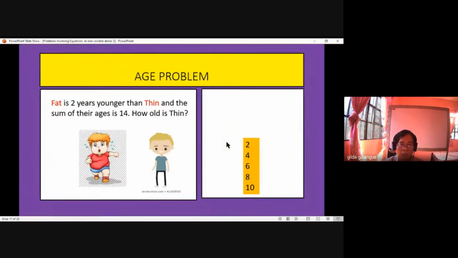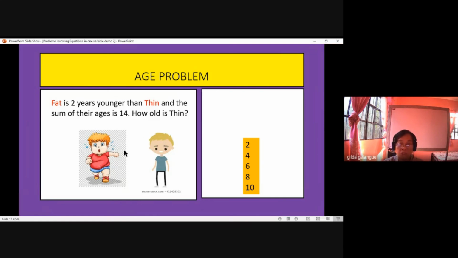Now we are in another age problem, but we have the persons, Pat and Teen. So we'll be integrating English in our lesson. Pat is the opposite of Teen, and Teen is the opposite of Pat. Pat is 2 years younger than Teen, and the sum of their ages is 14. How old is Teen? It is stated here that Teen is older than Pat, and Pat is younger than Teen by 2 years.